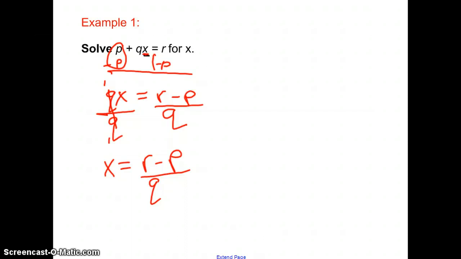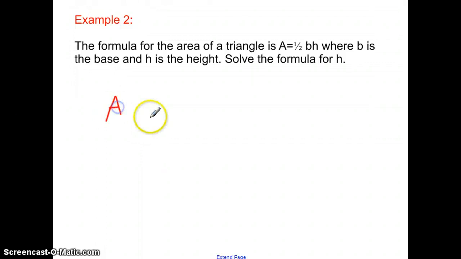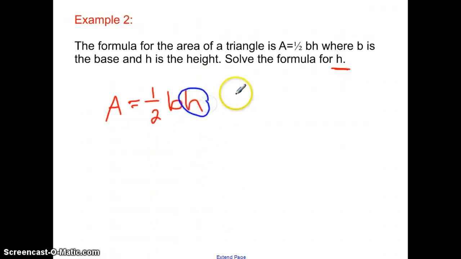So let's move on to the next example. Here we're looking at the formula for a triangle. The formula for the area of a triangle is 1/2 times the base times the height, where b is the base and h is the height. Here it asks us to solve for h. So we want to rewrite the equation to get this h by itself.